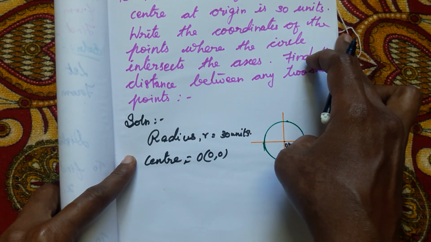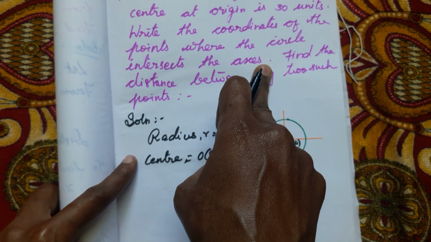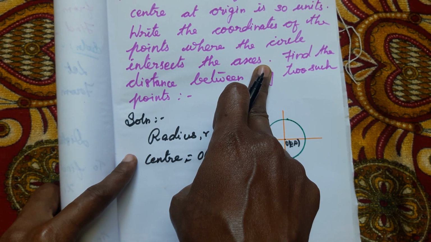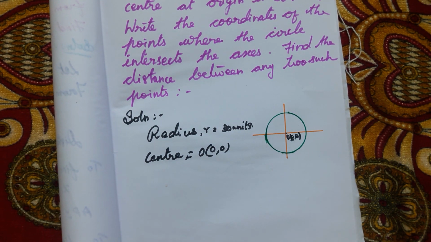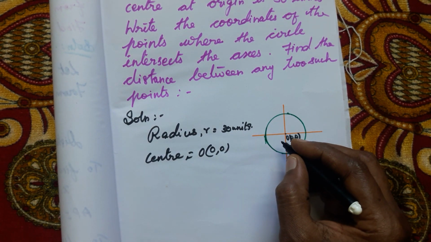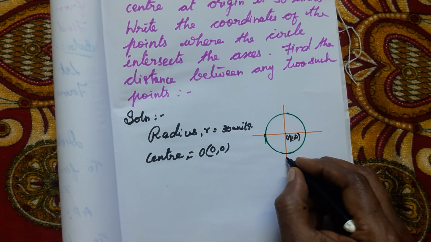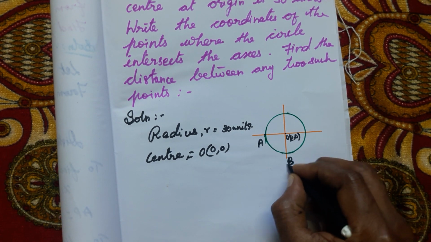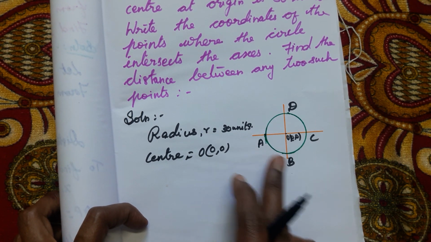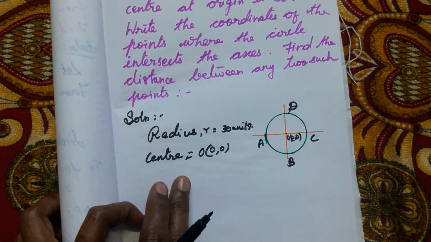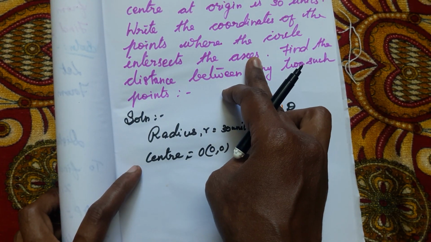Next, write the coordinates of the points where the circle intersects the axes. We want to find out the coordinates of the points where the circle intersects the axes. Find the distance between any two such points. This point here, here, here. I am taking A, B, C, D like that. Let A, B, C, D be the coordinates of the points where the circle intersects the axes.